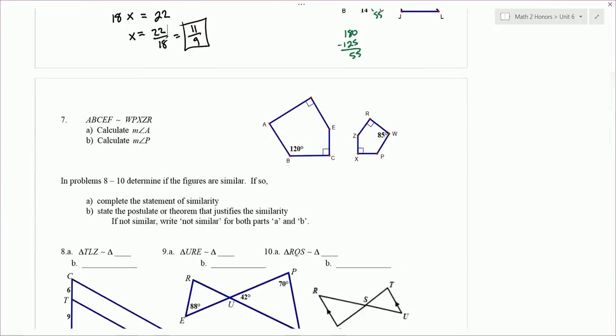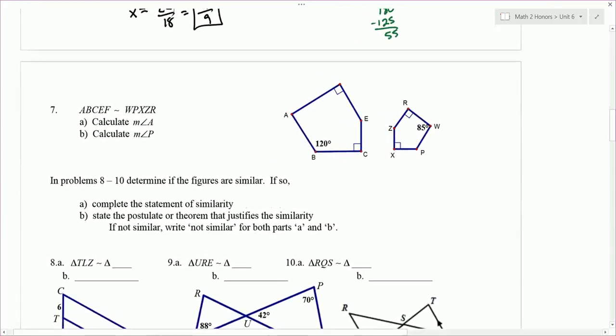Number 7, ABCEF is similar to WPXZR, and we want to calculate the measure of angle A. So A corresponds to W. W is 85, so A is also 85.